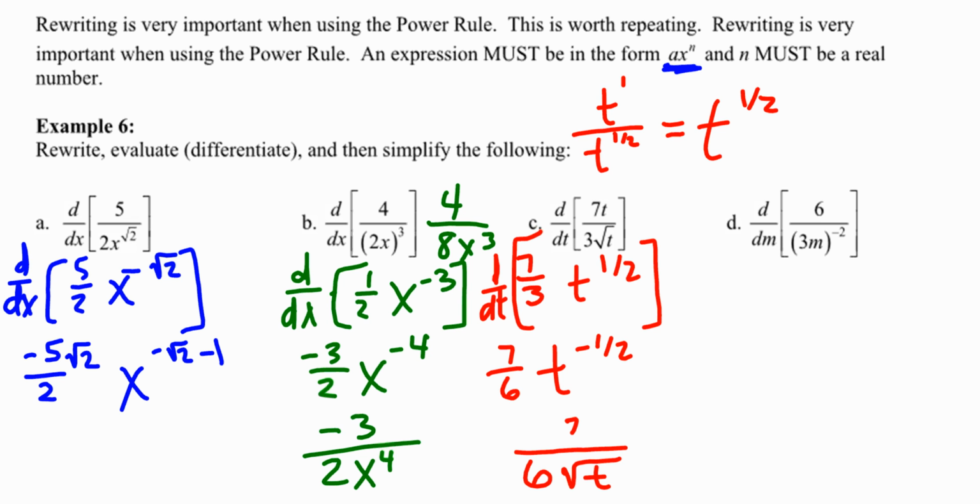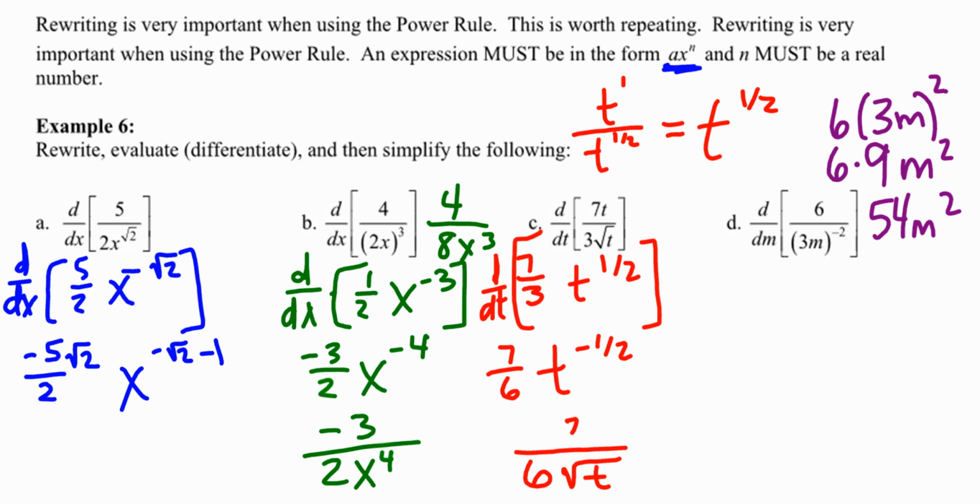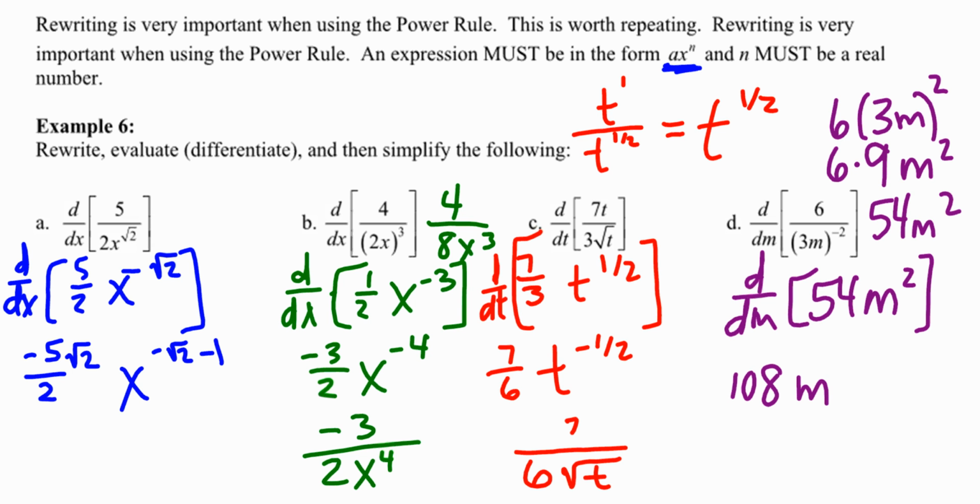Alright, last one. Negative 2. Alright, so instead of having that as negative 2, I'm going to bring it up and rewrite it as 2. So that's 6 times 9m squared, or 54m squared. Look how much easier that problem is when we rewrote it, 54m squared. So the derivative of that, 2 times 54, 108, m to the first. There you go. It's a great set of information there.